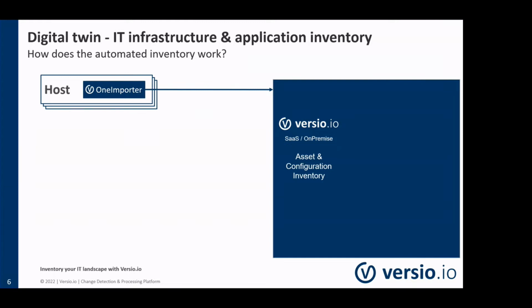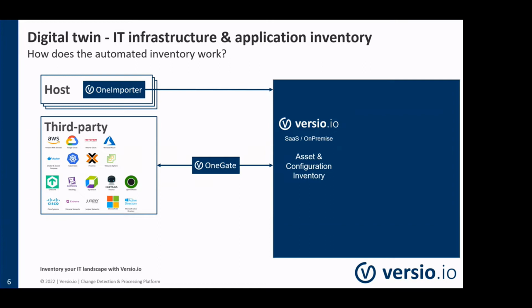The next method we use is our one gate. For third-party systems, we don't need the one importer on all hosts. We just need one gate that is able to address the third-party system on the network. And most times we need some authorization, like an API token or a user password combination.